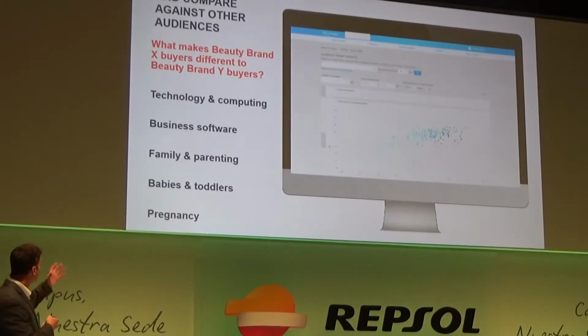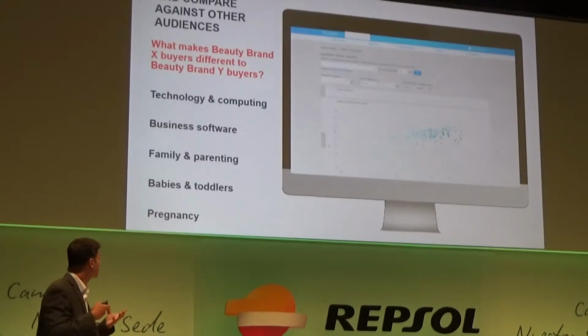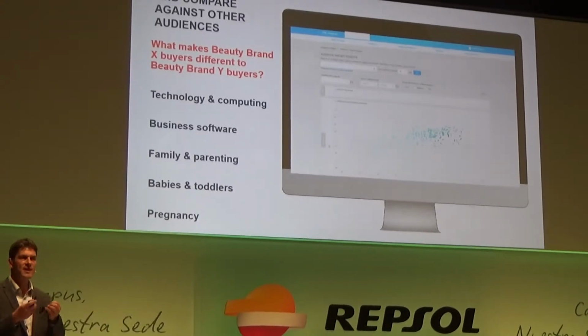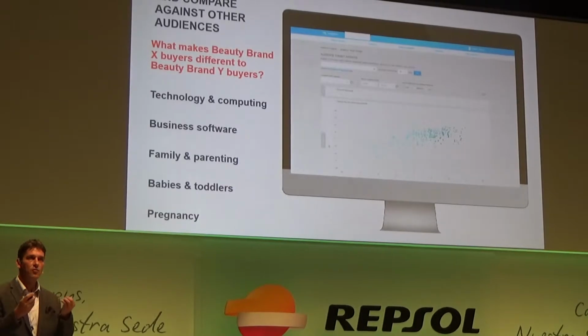So again, pulling out this, beauty brand X actually had some high indexing segments around technology, business software, family, babies, pregnancy, etc. So again, very revealing underlying traits of audiences related to different brands or products.